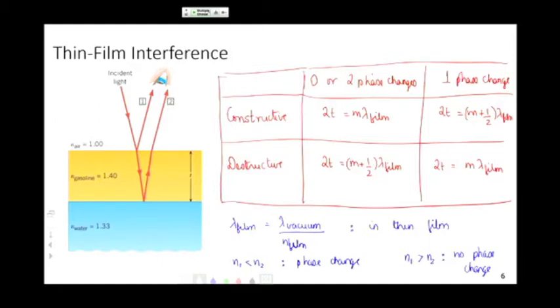Something similar happens with light waves at the boundary between two media. When I'm going from a medium of lower index to a medium of higher index, it's like a hard boundary condition. It's like having a string tied at this end. When the wave reflects, there is a half wavelength phase change. This wave is shifted by half a wavelength. Okay, so I'll say there's one phase change there.